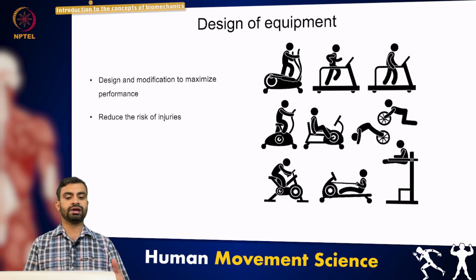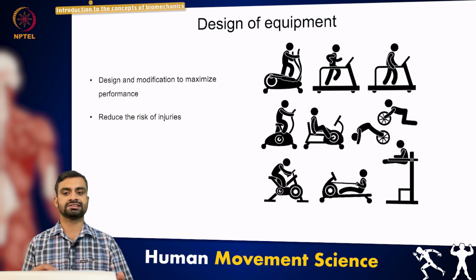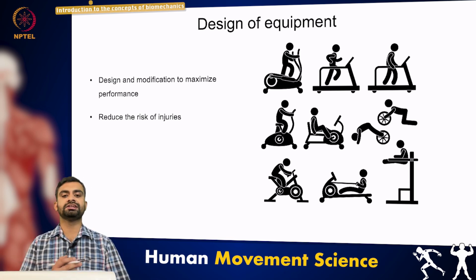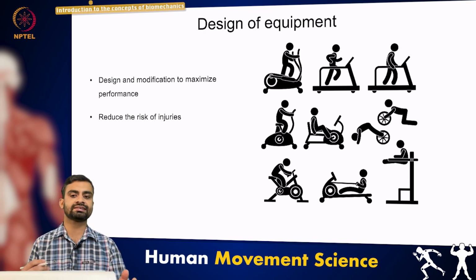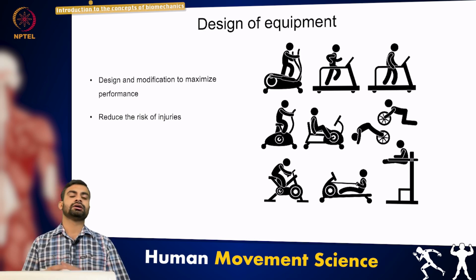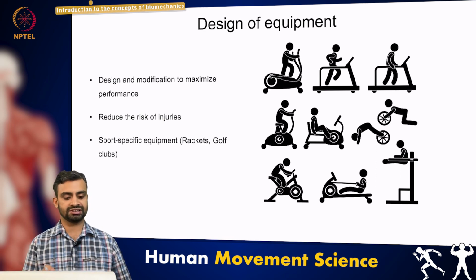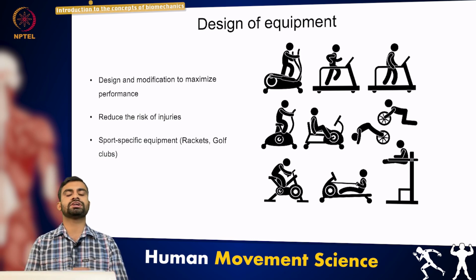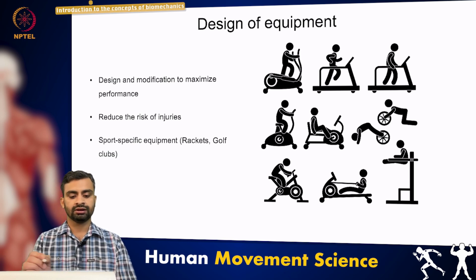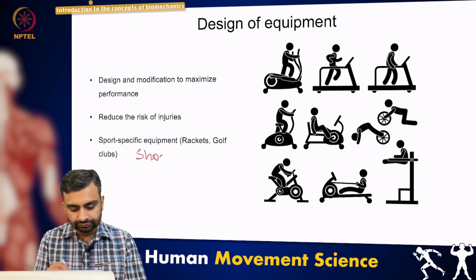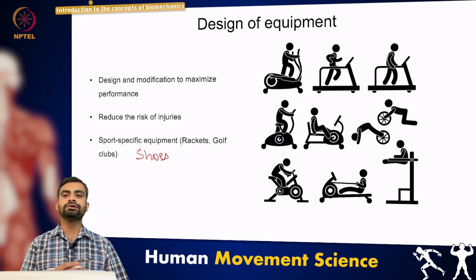So this design based upon biomechanical factors helps in the reduction of injuries. For example, the newly designed and modified treadmills, elliptical machines or stationary bikes provide better, more efficient as well as ergonomic exercises, which will reduce the risk of injuries. It also helps in designing equipment which is safe and efficient. For example, running shoes are a very common example that reduce the risk of injury and also enhance the running efficiency.